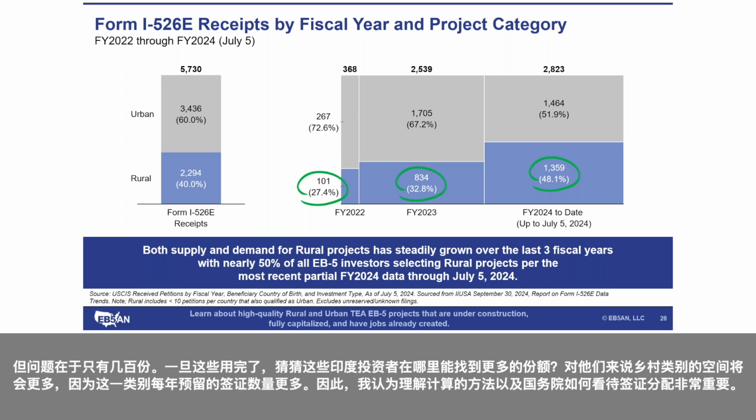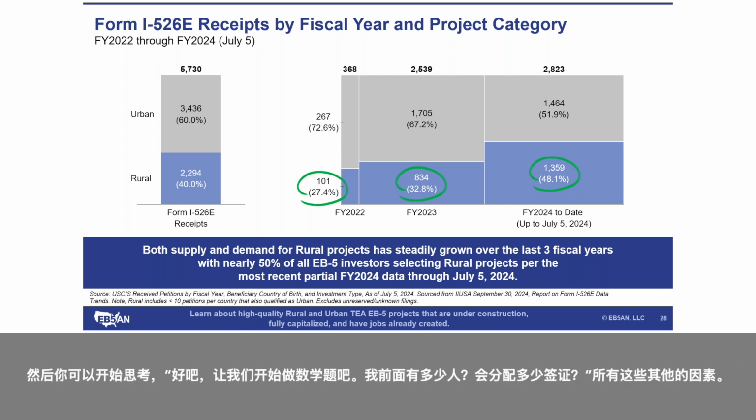And so I think that's important to understand how the math works and how the Department of State views visa allocation. And then you can start thinking about, okay, let's start crunching numbers. How many people are ahead of me? How many visas are going to be allocated? All that other stuff.